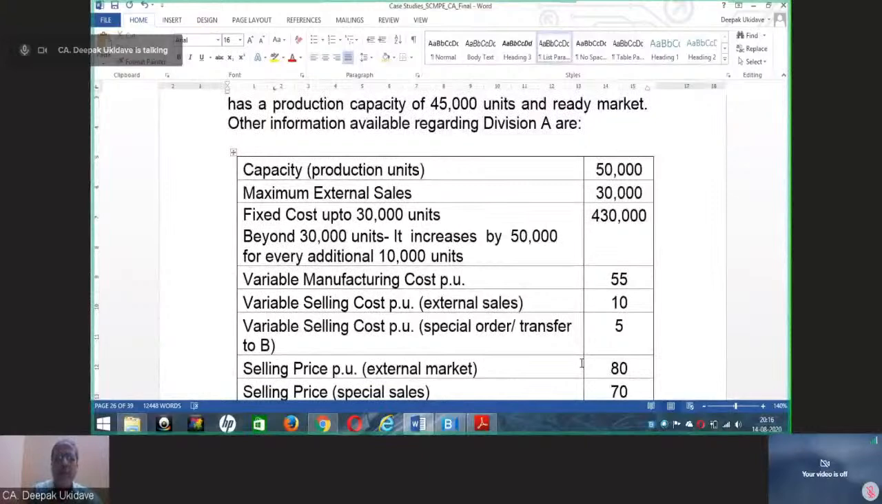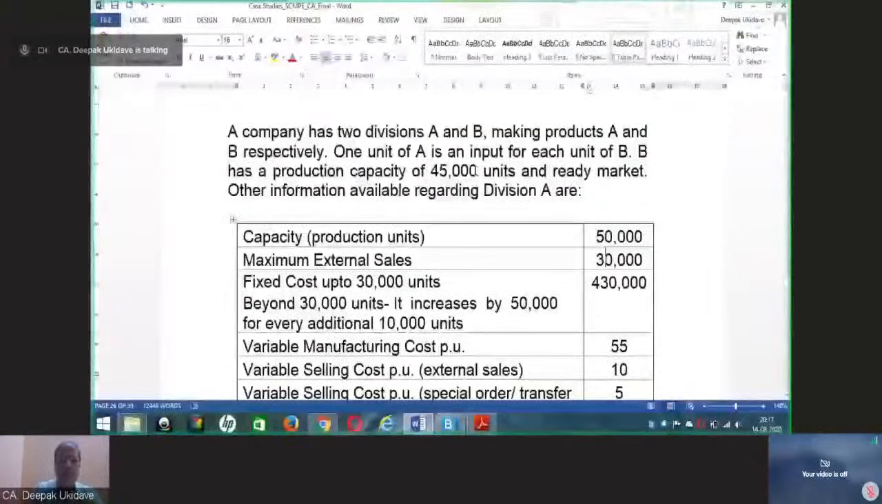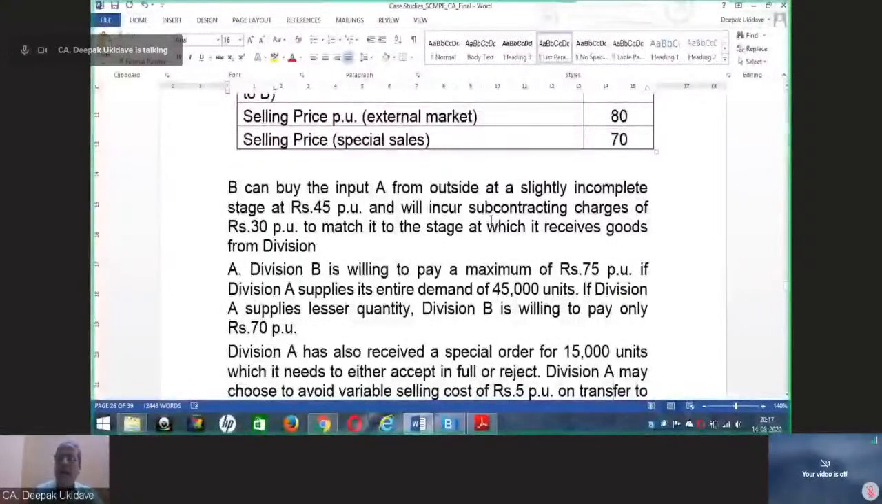B can buy the input A from outside at a slightly incomplete stage at rupees 45 per unit, and will incur subcontracting charges of rupees 30 per unit to match it to the stage at which it receives goods from division A. So this is the point of understanding. I will make a para over here so there is a clarity. B can buy the input A from outside at a slightly incomplete stage at rupees 45 per unit.